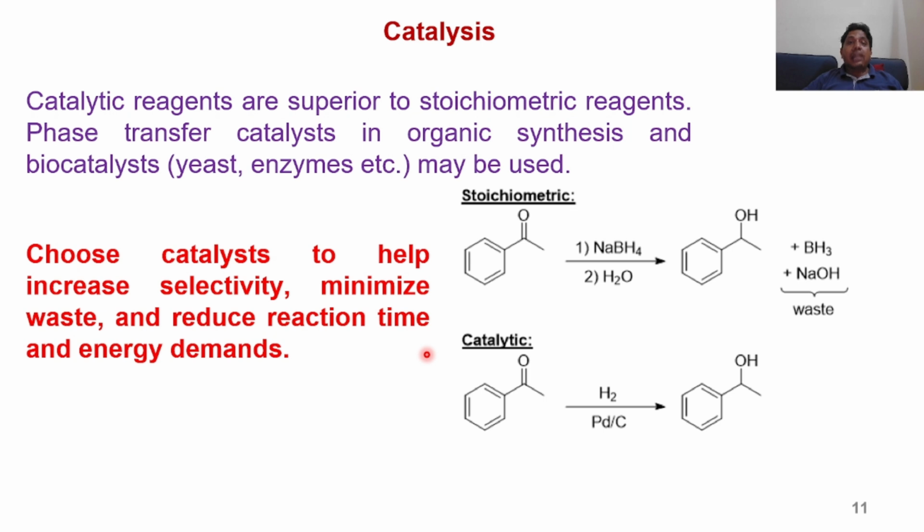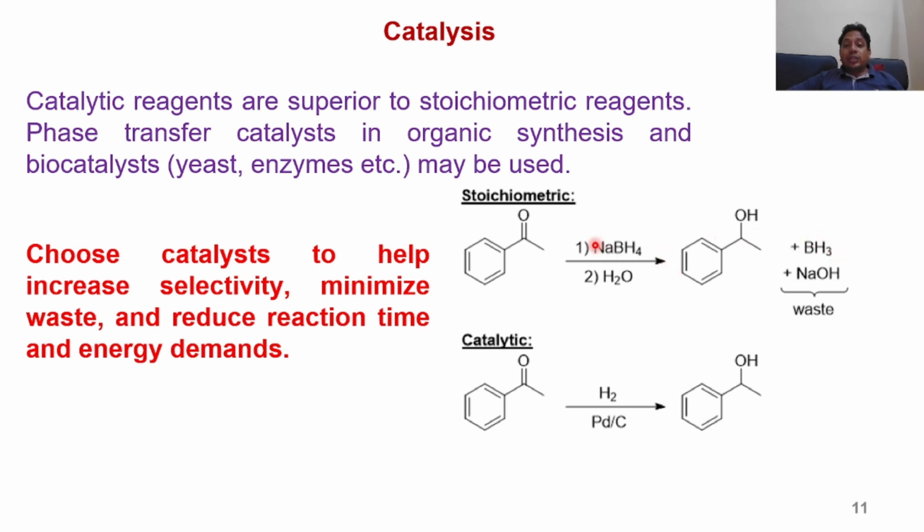The next principle, catalysis. This is one of the important principles in green chemistry. Generally we know stoichiometric reagents. You can see one example here, the reduction of this keto group using sodium borohydride. This is one of the stoichiometric reagents, which is also forming some byproducts. These byproducts are added to the waste.